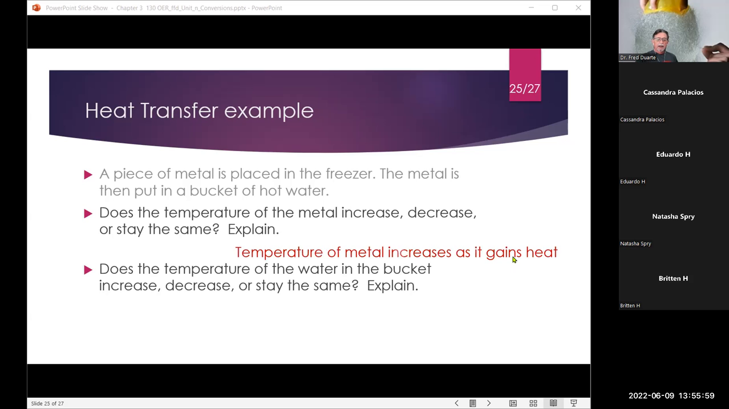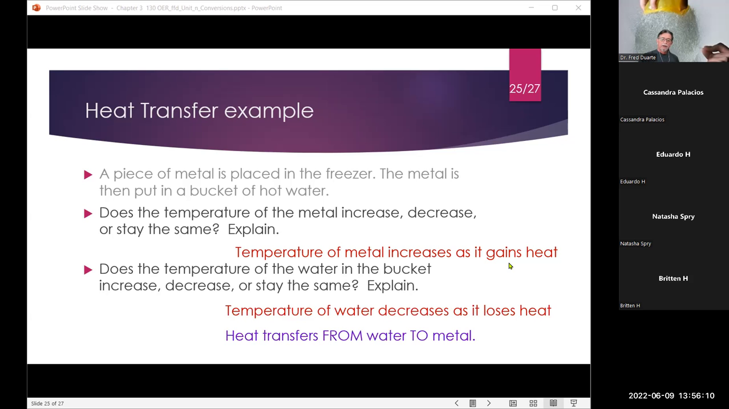And does the temperature of the water in the bucket increase, decrease, or remain the same? So the water decreases because it's losing energy. Yeah, that's correct, guys.